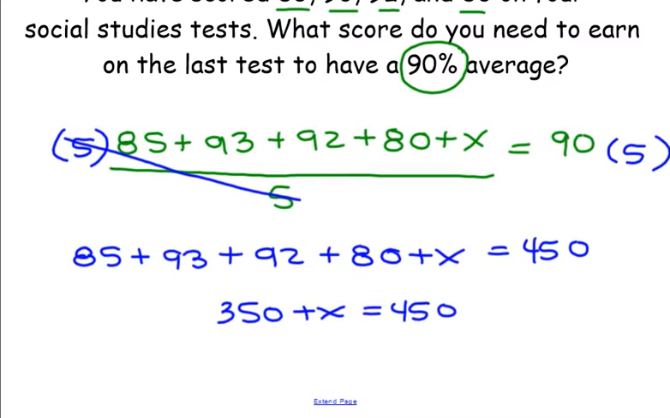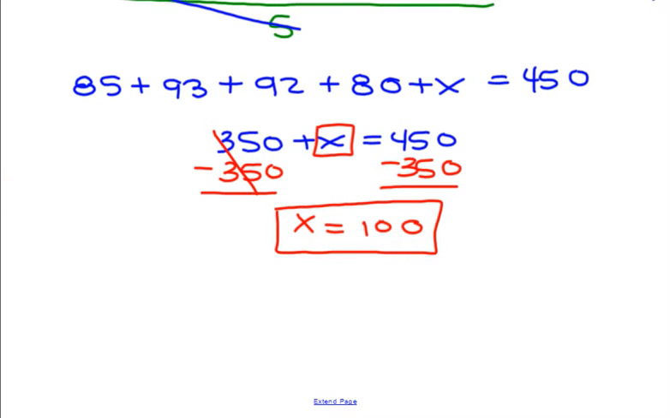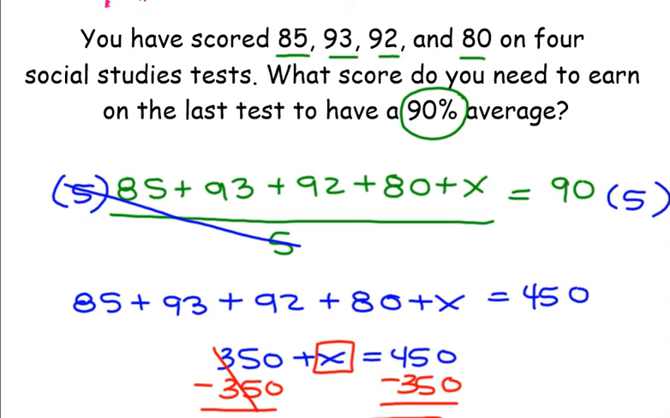450. Now I have a one-step equation, so I'm going to box my variable. I have 350 being added, so I'm going to do minus 350, but I have to do it to both sides to be fair. These guys are going to cancel, and I'm left with x equals 100. So this person needs a perfect 100% on her last social studies test in order to have an average of 90%.